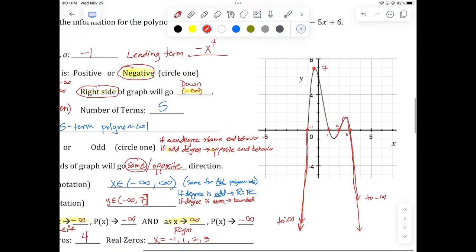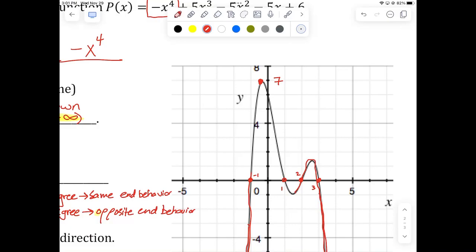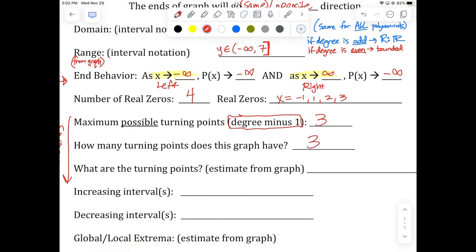How many turning points does this one actually have? 3, right? We have a local, we call this a local maximum up here, a local maximum. Then we have a local minimum down here, and then we have another local maximum right here. So there's 3 turning points, which is the maximum number this function can have, right?